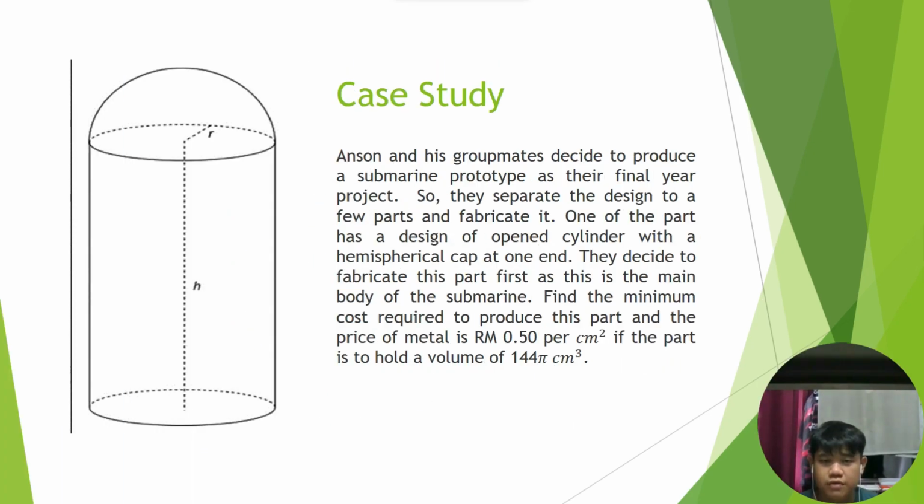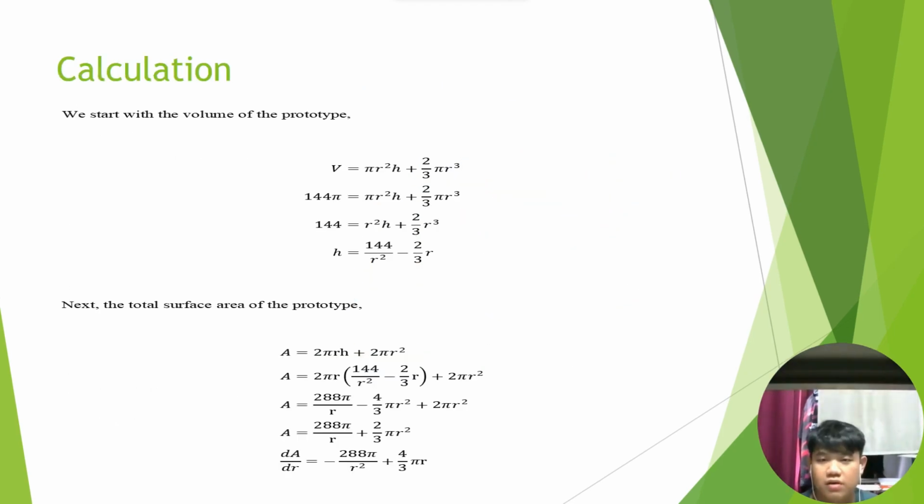So for the case study, we are required to find the minimum cost to produce part of the submarine prototype, and the price is 50 cents per centimeter square, and the volume of the prototype is 144 pi centimeter cube. So for the calculation part, since the question only gives us the volume of the prototype, we start with the volume of the prototype first.